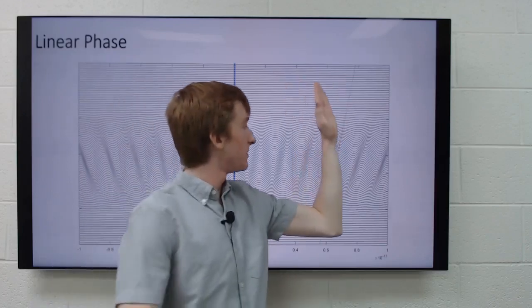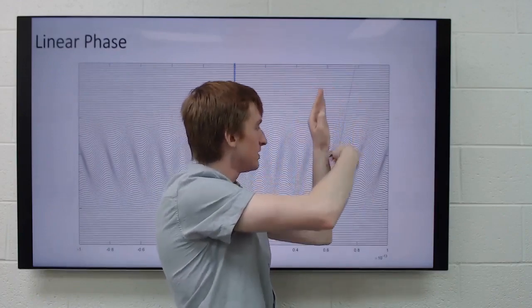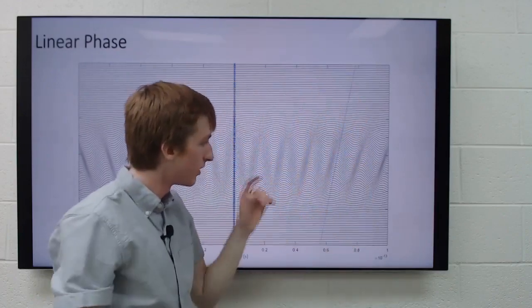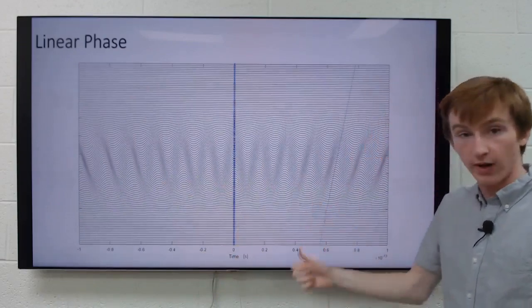So to get them straight up and down, we'd have to shift these ones to the left a little bit, these ones a little bit to the left. These ones in the middle are perfect. They're straight up and down where we want them. And then these ones down here need to be shifted to the right a little bit. These ones need to be shifted way to the right.